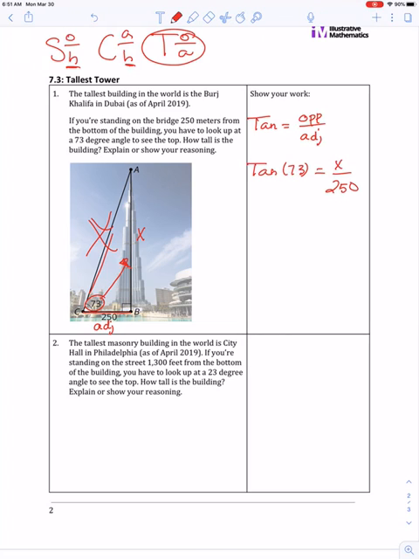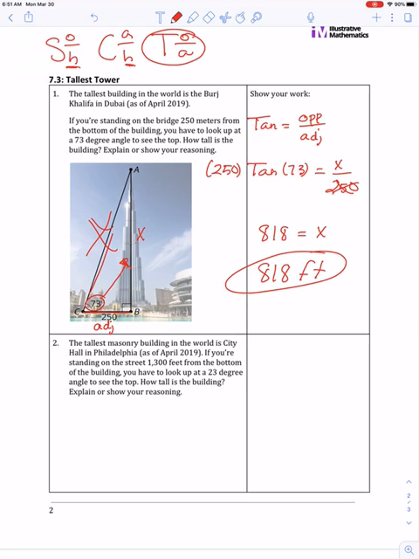So these problems end up just being a one-step problem. Okay, I've got 250 on the bottom. We're going to multiply both sides by 250. So when I type into tangent 73 times 250, I'm going to get a decimal, but we're talking about the feet of a building, and really the decimals of an 818-foot building doesn't really matter. So kind of think about what you're working with. So this building is 818 feet.